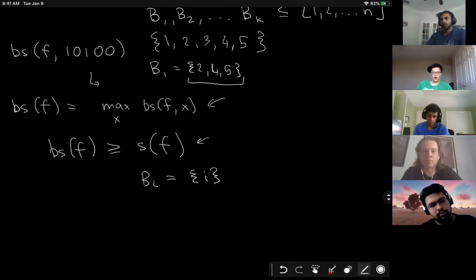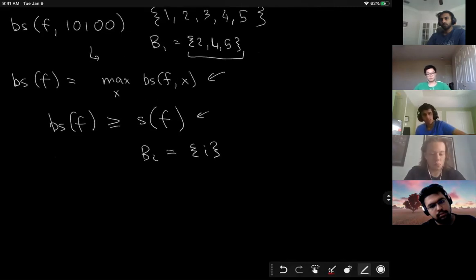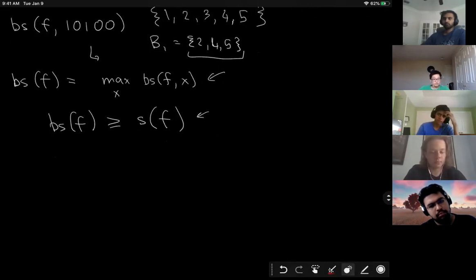So it's greater than or equal to the sensitivity. So this is just a sanity check whether we understand the definition. Does everyone understand what's going on here? Does anyone not understand what's going on here?